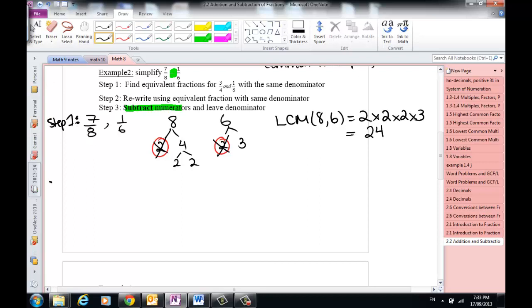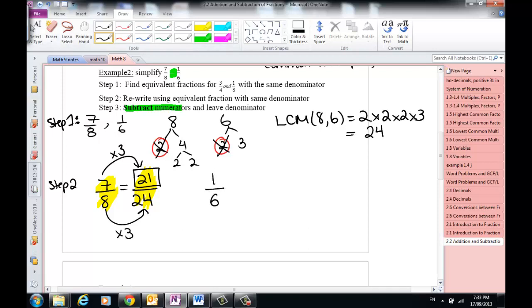So this was step 1. This is step 2. So how can I rewrite 7/8 knowing that the denominator that I want is 24? Well, to get from 8 to 24, I would multiply 8 by 3. Now whatever I do to the bottom, I must do to the top. 7 times 3 is 21. Alright, so I have my first fraction in my expression. I've finished step 2 for the first fraction. I have to do the second one, so I had 1/6.